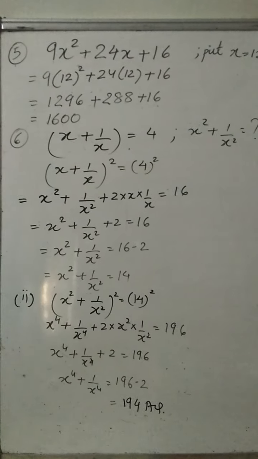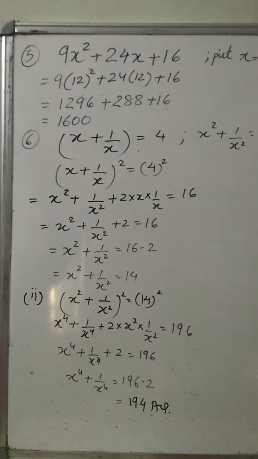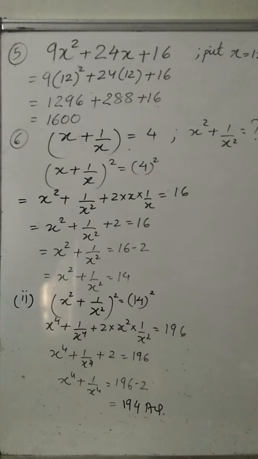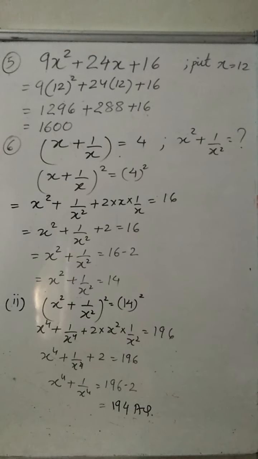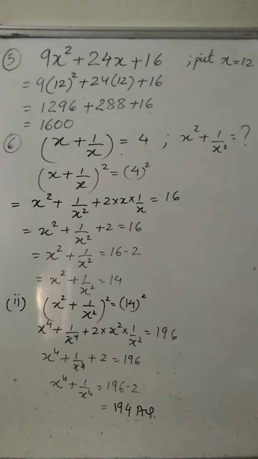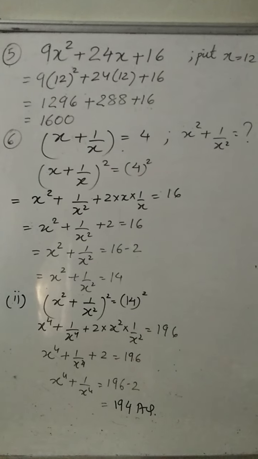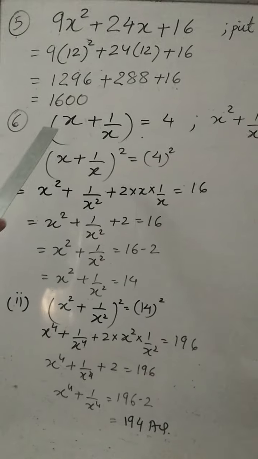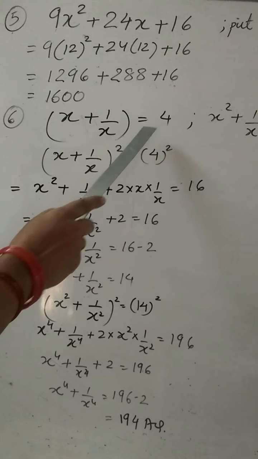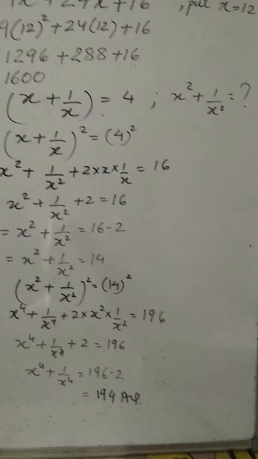Now the next question is a very important question and very easy also. The next question, that is question number 11, says: if x plus 1 by x is equal to 4, find the value of x square plus 1 by x square and x to the power 4 plus 1 by x to the power 4. x plus 1 by x is equal to 4. We have to calculate the value of x square plus 1 by x square.